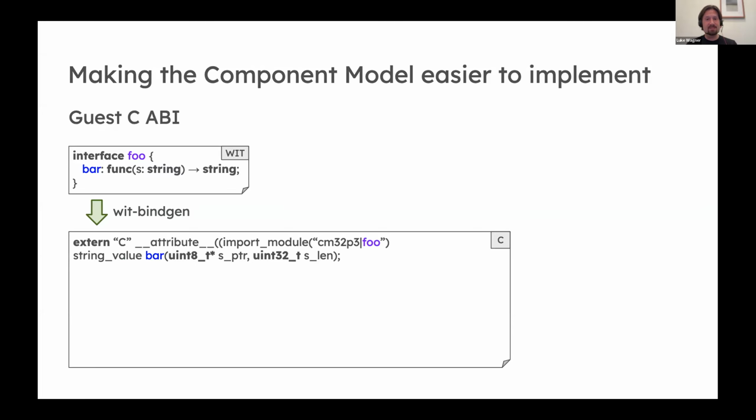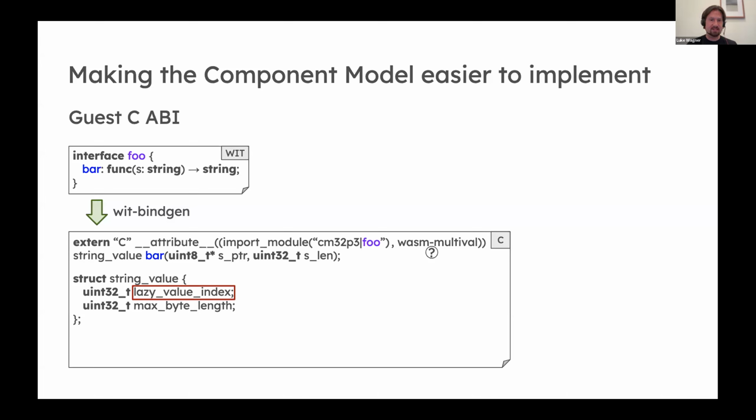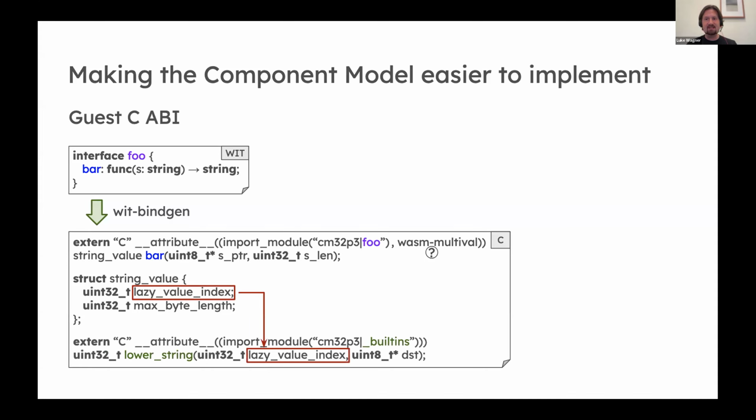Now, the string value here is a struct, which today would need to be returned via linear memory. But if we're taking advantage of multi-value returns, we could add some sort of new calling convention, which I've speculatively called wasm_multival here, that says to return structs as scalar return values when possible. And what's in this struct? Well, if we're basing the guest C ABI on the lazy ABI, it would be an opaque lazy value index along with the required buffer size. And when the caller figures out where they want to put the string in memory, it would call a lower-string built-in function, passing the lazy value index and a destination address.